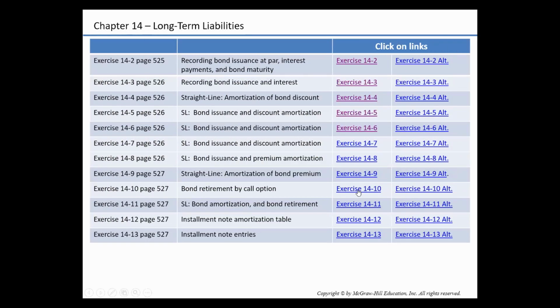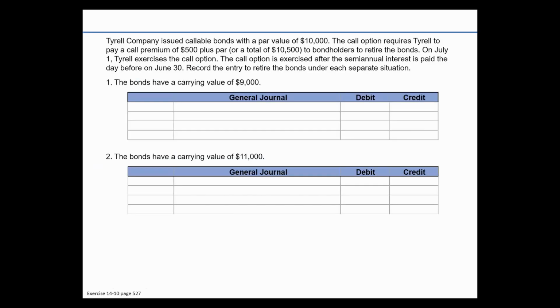Look at the bond retirement by call option. Tyrell Company issued callable bonds with a par value of $10,000. The call option requires that Tyrell pay a call premium of $500 plus par, or a total of $10,500 to bondholders to retire the bonds. So that's what it means.